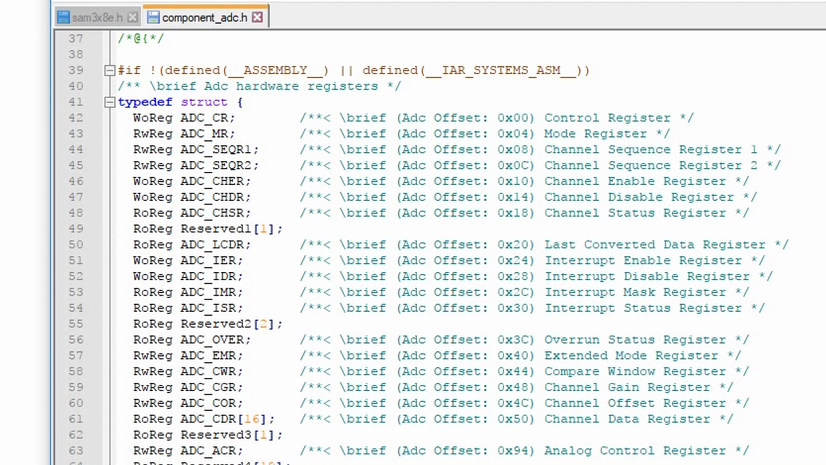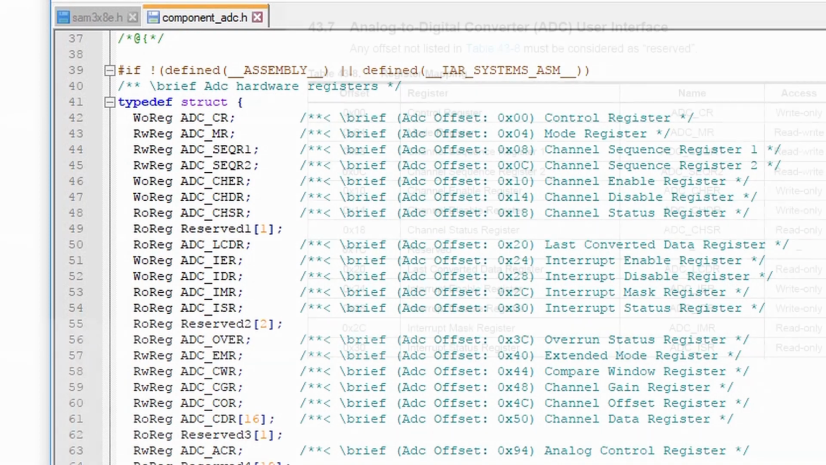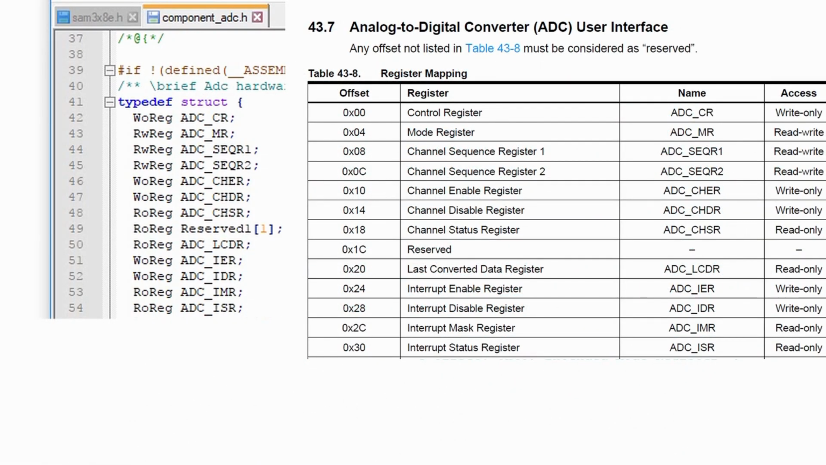This ADC header file maps the code to the memory locations in the microcontroller. Let's take a closer look at the datasheet and how it relates to this code. Here in section 43.7, we have the actual register locations and descriptions for the microcontroller. The manufacturer's supplied code lines up with the values highlighted in the datasheet. The manufacturer laid out this memory register table in the form of a structure. They created their own type definition of this struct.